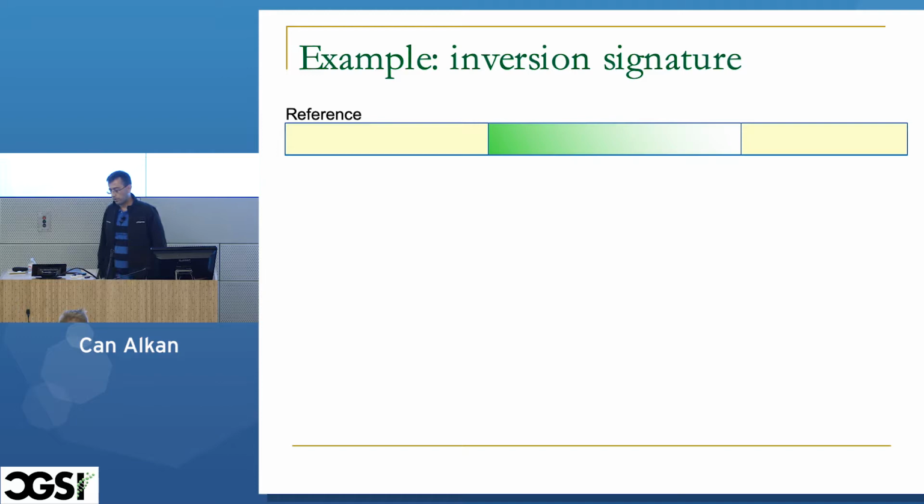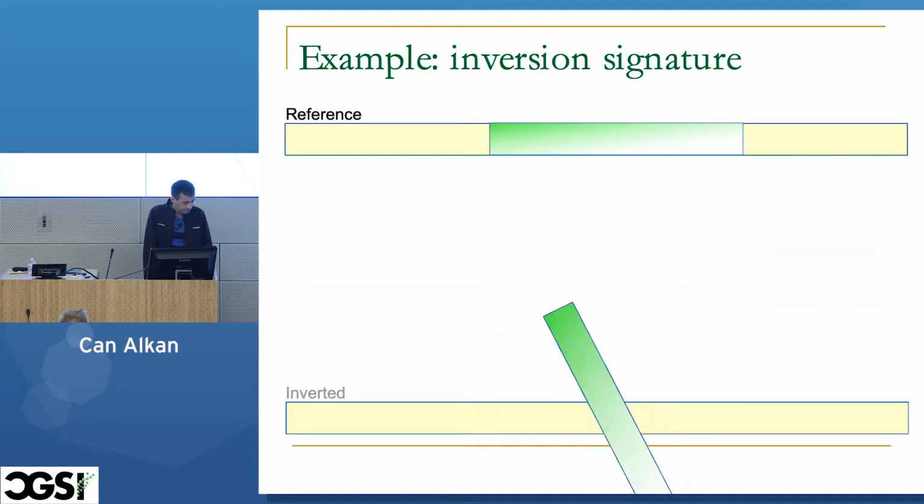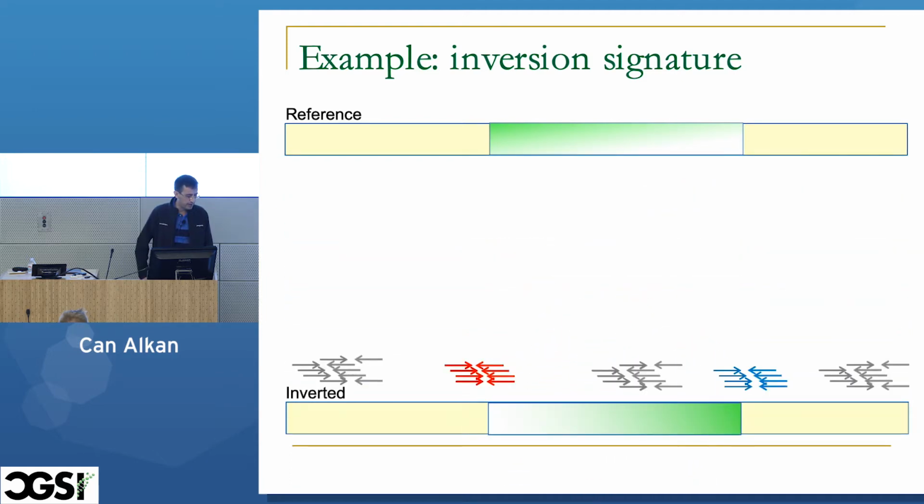These methods use what we call a split molecule signature. So let's say we have an inversion. This is the reference, and this green segment is inverted, right? And then you're going to have a bunch of molecules that are covering those. Ideally, and it also works in reality, those grays, greens, and blues are coming from different barcodes. So they are barcoded differently. They are coming from different molecules, and you can separate that. And these are coming from the genome that you are sequencing.